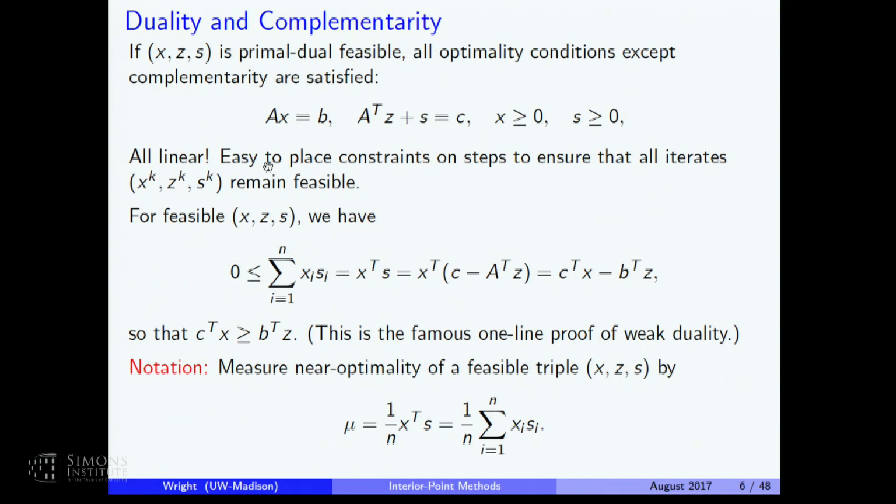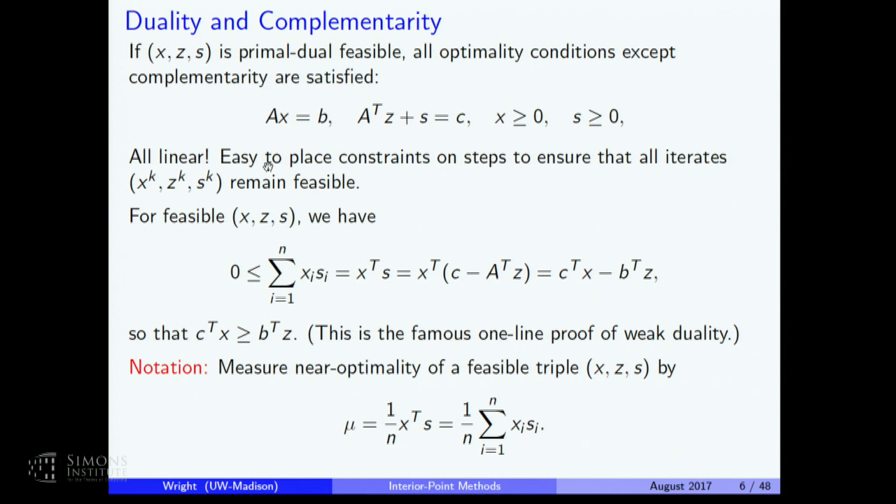Okay, so what about duality and complementarity? Well, for most of the talk I'm going to be assuming that your primal and dual candidate iterates satisfy all the easy conditions. They satisfy the equality constraints and these inequalities. They're all linear. And so when you're considering methods that generate iterates, and I'm going to be talking about primal dual methods, so it generates iterates in the primal and dual space simultaneously, they're going to satisfy all of these conditions.